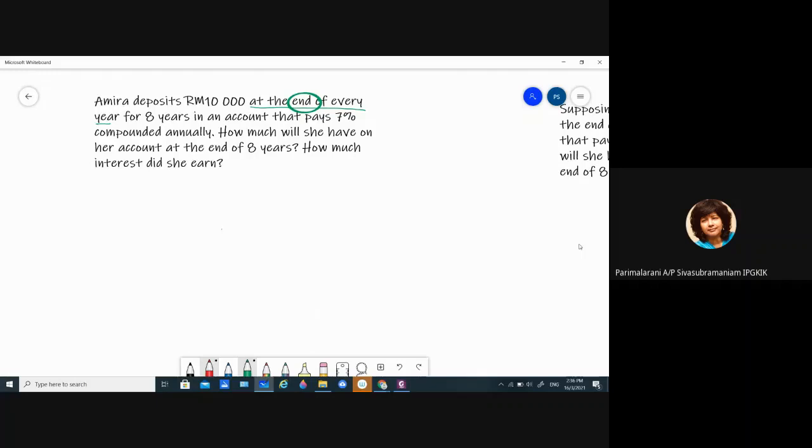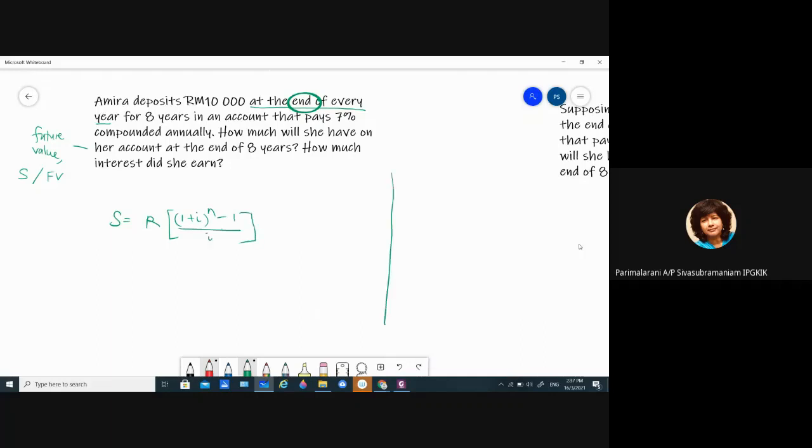How much will she have in her account at the end of 8 years? That means we want to find the future value. Future value is represented as S, or we can even use FV. So what do we know? This is our formula: S equals R into (1 plus i) to the power of n minus 1, over i.